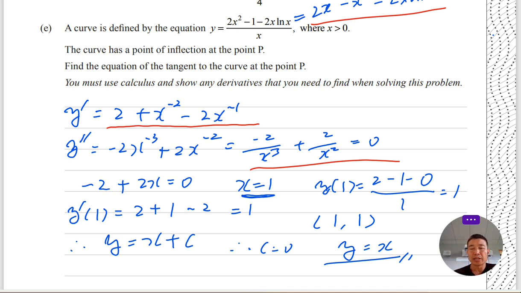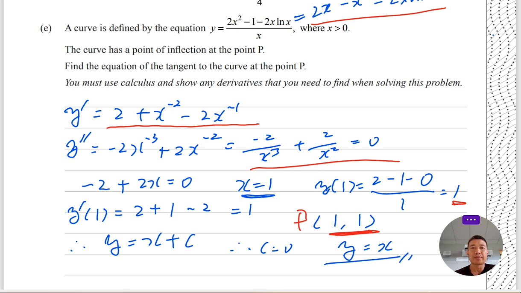I'll explain this. So over here, I multiply by x cubed on both sides. That leaves negative 2 plus 2x equals 0. Hence, x must be 1, right? So that means when x is 1, that's a point of inflection. And you have to find the y value as well. So when x is 1, y is 1 as well. So that is the point P, isn't it?